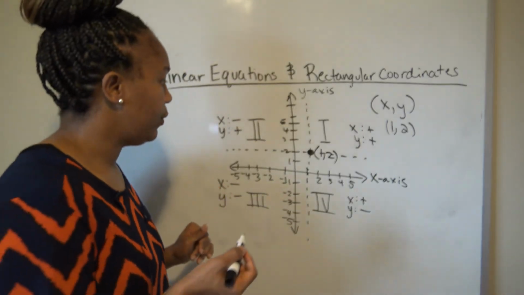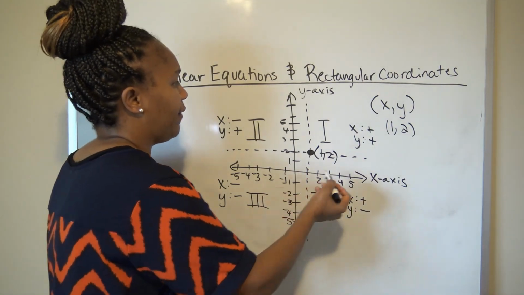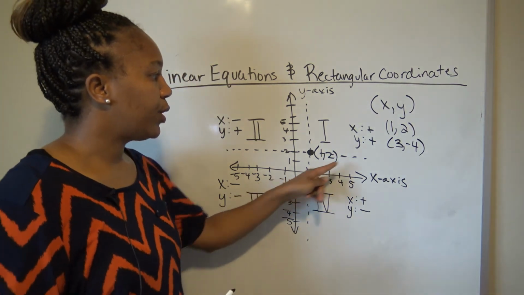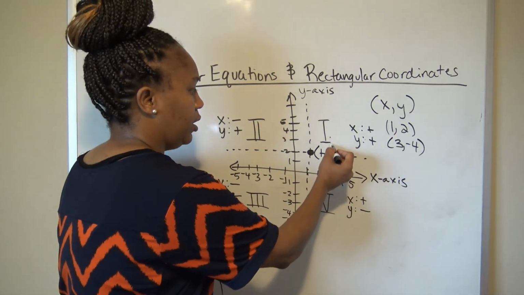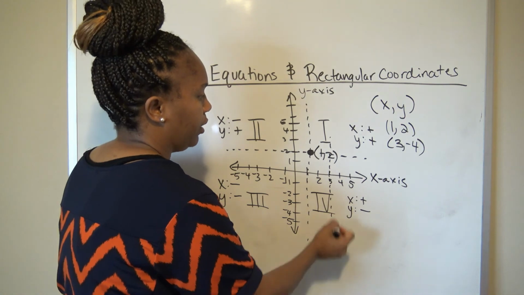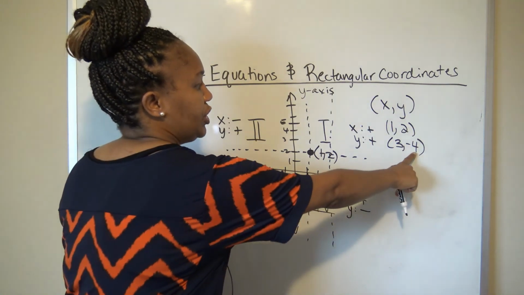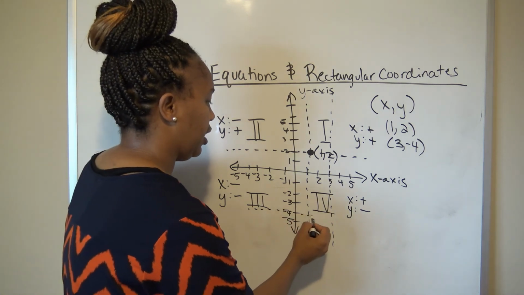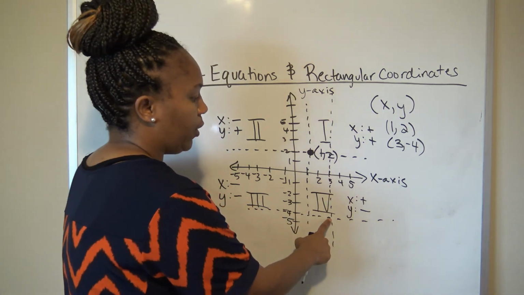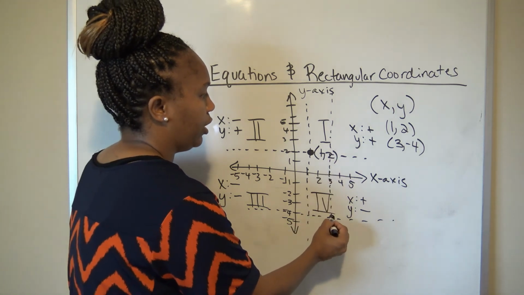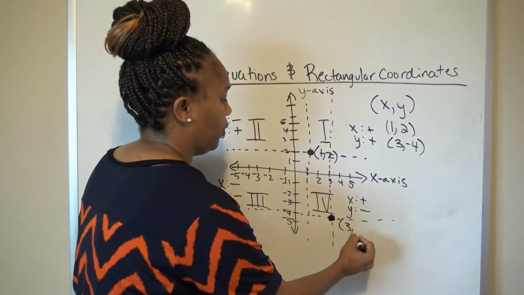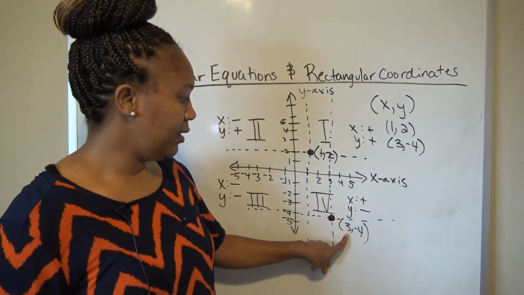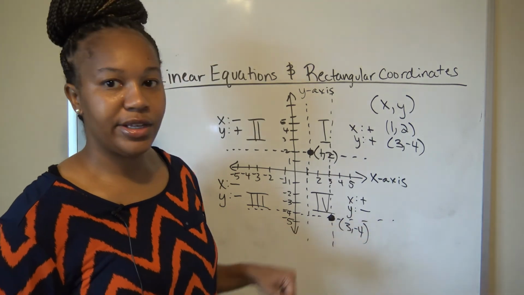Okay, let's try another one. Say we wanted to plot (3, -4). We go to 3 on the x-axis, which is here. I'm going to draw a dashed line through 3. We go to -4 on the y-axis, which is here, and I'm going to draw a dashed line through -4. The point where those 2 lines intersect is where (3, -4) lives. This is in the fourth quadrant, and as you can see, the x value is positive and the y value is negative.